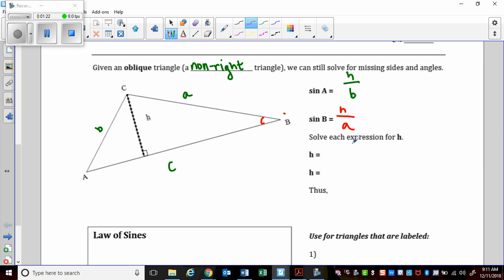So it says solve each expression for h. Well, if I cross multiplied, I put like sine over 1, and I cross multiplied, I would get h equals b times sine of A. And if I cross multiplied this one, if I put a 1 underneath it and I cross multiplied, h equals a times sine of B.